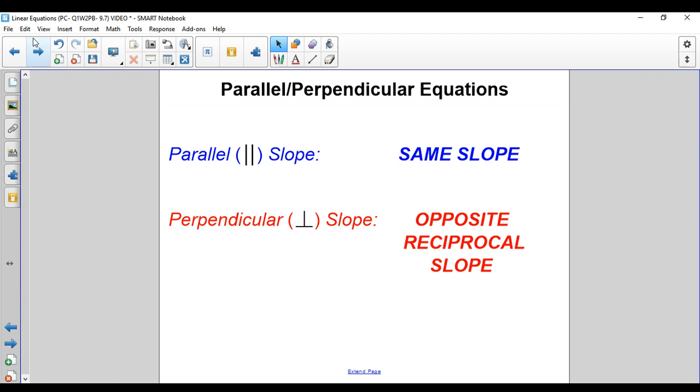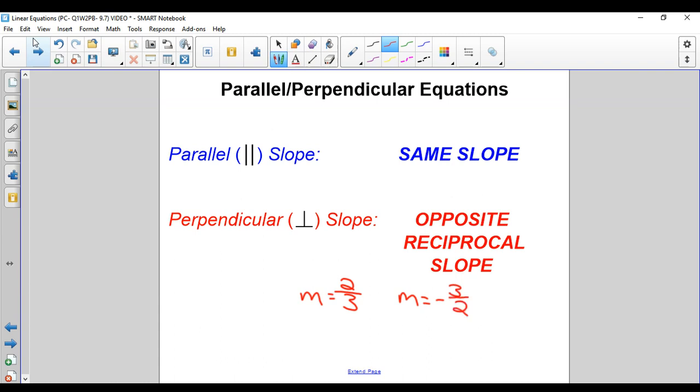Parallel lines never touch, so they have the same slope. Perpendicular lines cross at a 90-degree angle, so their slope happens to be the opposite reciprocal. Examples of opposite reciprocal: if I give you a slope of positive 2/3, opposite means opposite sign. Reciprocal means flip the fraction. So this would be your normal slope. That would be your perpendicular slope.